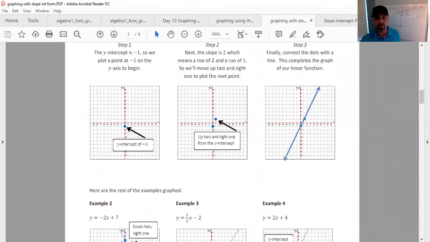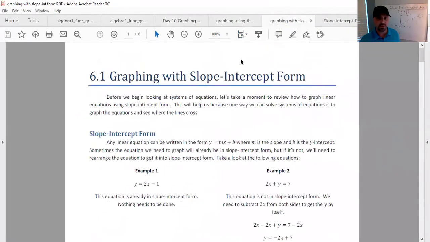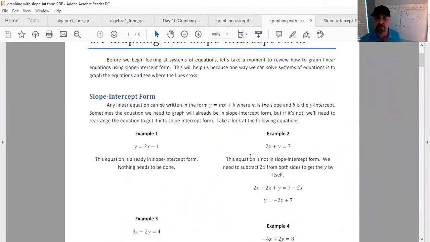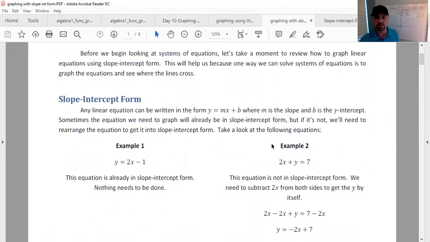So I've got some good worksheets for you today. This particular one gives you some explanation, talks about slope-intercept form. So if anything I said didn't make sense, maybe something in here will turn the light bulb on a little better.